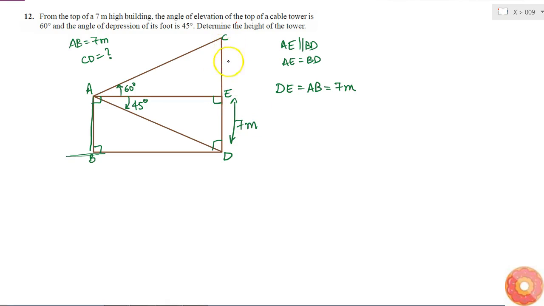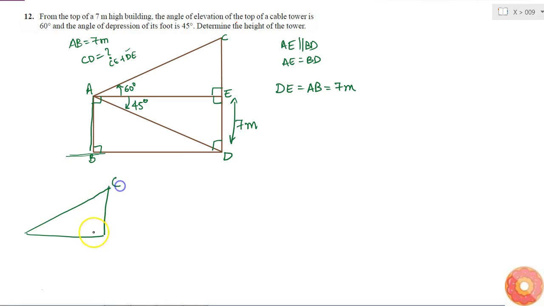So if I can find out CE, I will get the length of CD, because that is simply CE plus DE. So I know this. If I can get this also, then I'll get CD. So how can I get that? This is a right angle triangle, and here also there is a right angle triangle. So if I draw them separately, then what will I get?